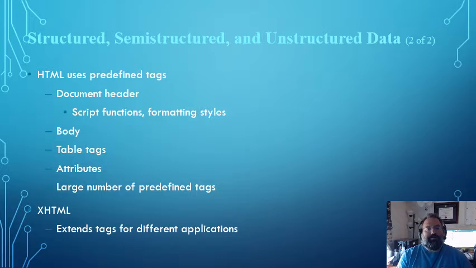HTML uses predefined tags. There's generally a document header, a script, functions, formatting styles, maybe it's including some styles and whatever it might be. Then there's a body, which is typically made up of a set of tags. You may have table tags, various other types of tags, attributes associated with those tags, and a large number of predefined tags. XHTML extends the tags for different applications and enforces the fact that the document must be a valid or well-formed XML document, meaning that all opening tags must have corresponding closing tags, or they must be done inline.